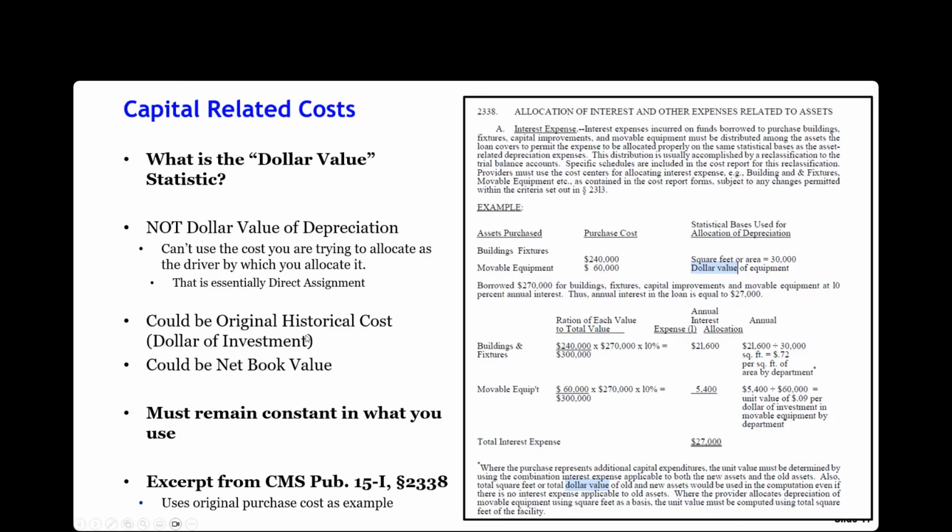Now, that's not saying we're only going to allow this. At net book value, there's a good, strong argument for that as well. But either of these two could be allowed if you use dollar value. Just be consistent or constant, and there's the example for that.